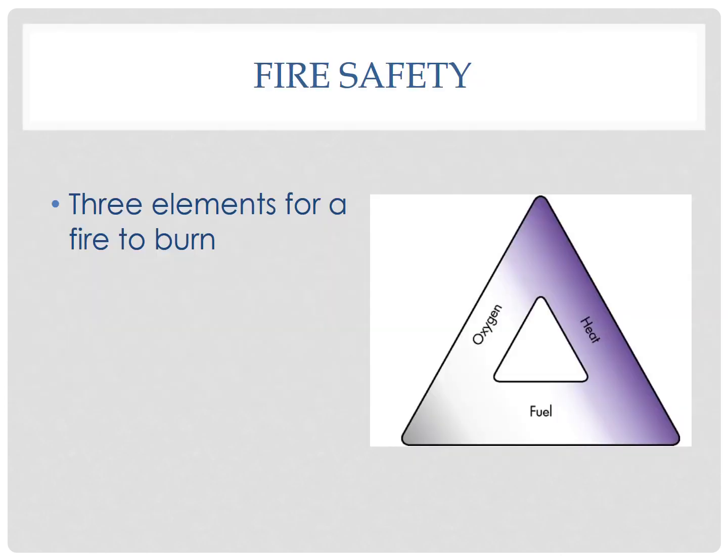Fire safety is our final topic in this video lesson. There are three elements that must be present for a fire to burn, and they include a flammable substance, such as fuel, oxygen, and heat. And of course, fire can be avoided by ensuring that these three elements never occur in the same place at the same time. Once started, a fire can be stopped if one of the elements is removed from the situation.